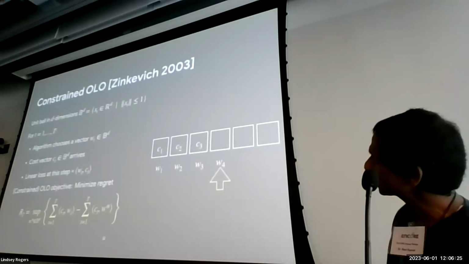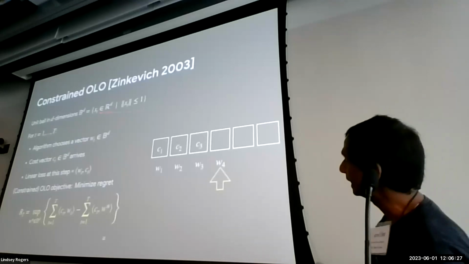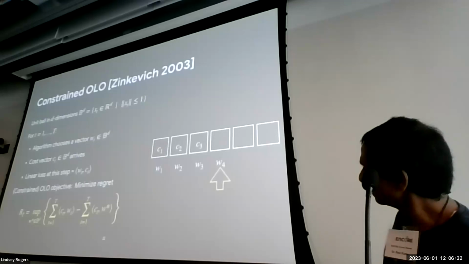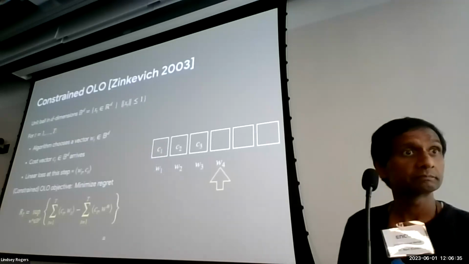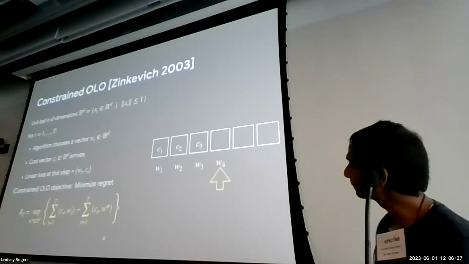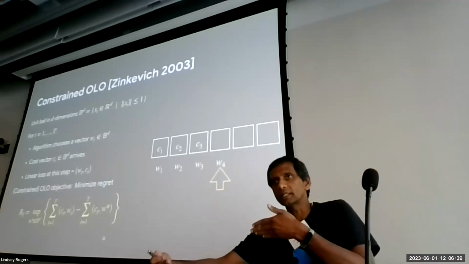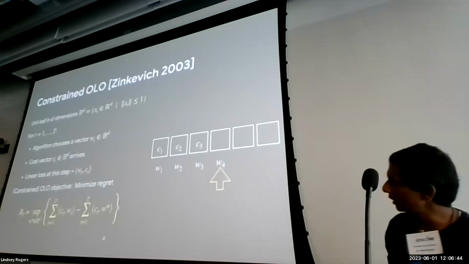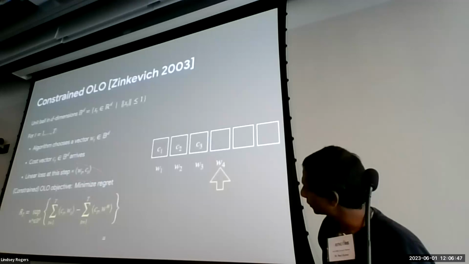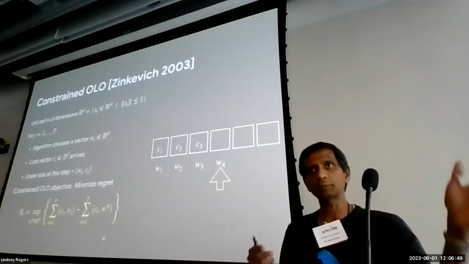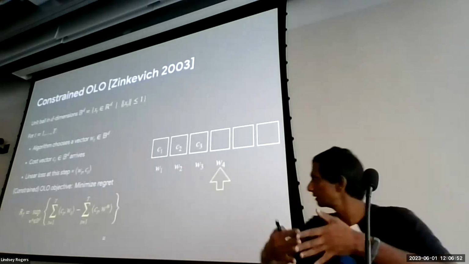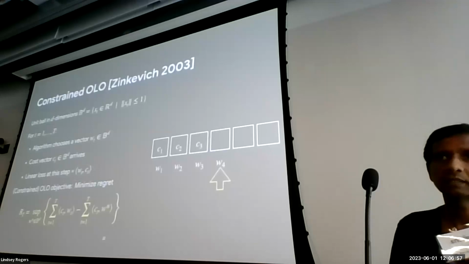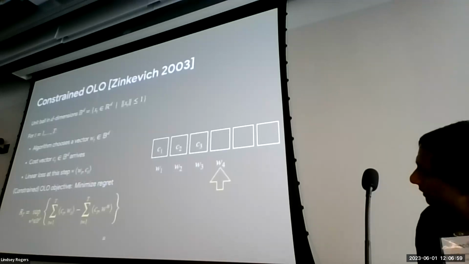Assume that all the actions take place in a unit ball in d dimensions. At every time step, the algorithm is supposed to choose a vector w_t. And after the algorithm makes a choice, nature responds with the cost vector c_t. You compute the loss at this time step to be how much the algorithm's response and what nature says agree with each other. So the loss is the inner product of w_t and c_t. That's why it's a linear optimization problem.